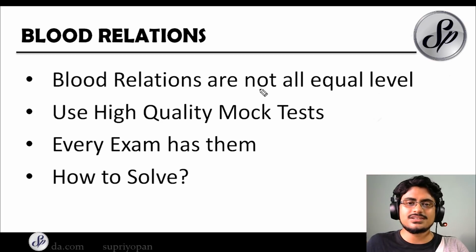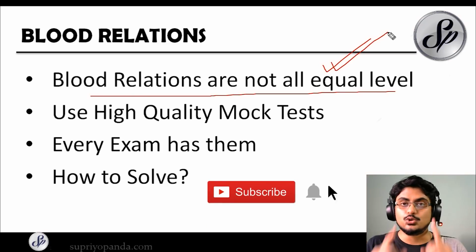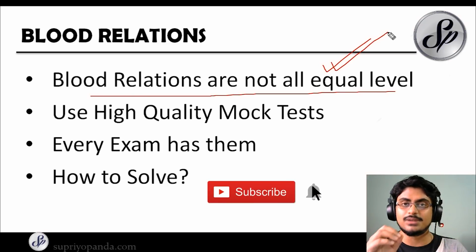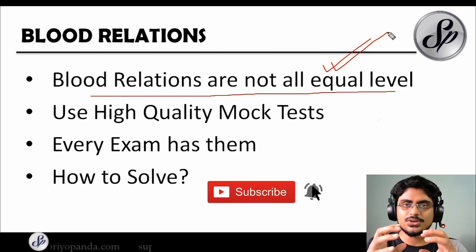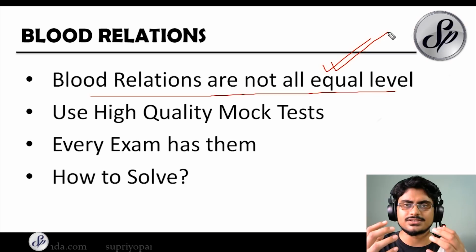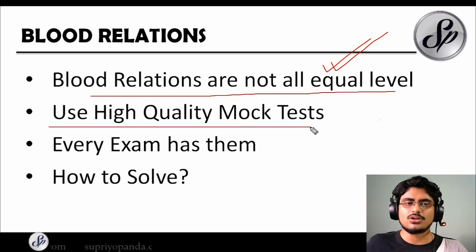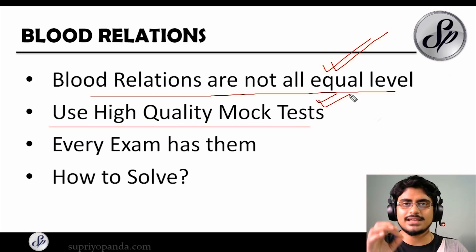So blood relations, remember that not all blood relations are created equal. This is very important. Do not make the mistake of thinking that every blood relation is easy, because these questions sometimes can come as quantity 1, quantity 2, but sometimes they can be mixed with puzzles. So make sure that you understand the difficulty level. As I told you, initially you have to skim the paper, find out the syllogisms, and also find out the easy blood relations. Go and do them. And the next thing is you need to use high quality mock tests to prepare for the complex blood relations.